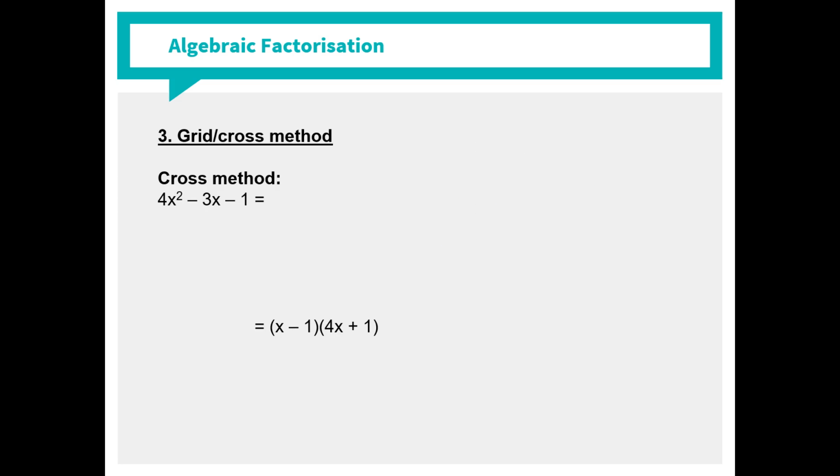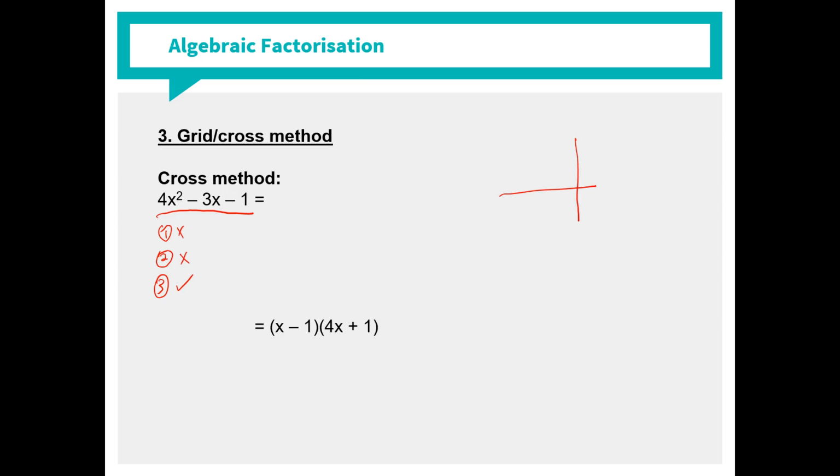Okay, let's do some practice using this method. Following these steps, let's check whether there's any common factor. No, there isn't. Is there any algebraic identity? Don't have. So that is when we use the grid and cross method. Let's try using the cross method.